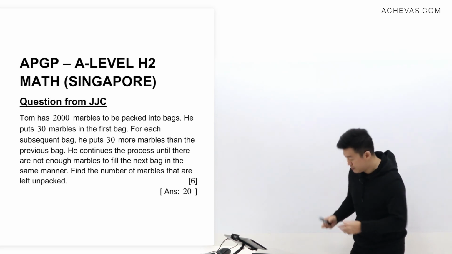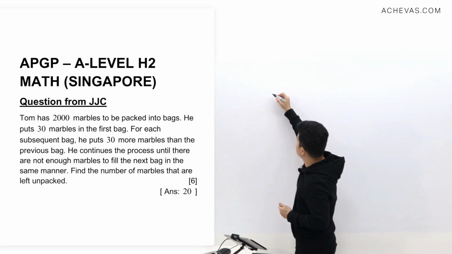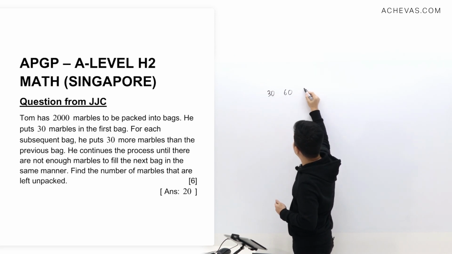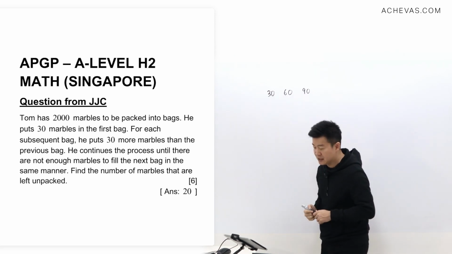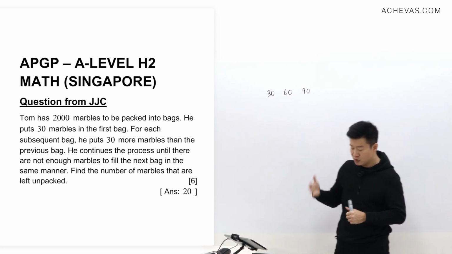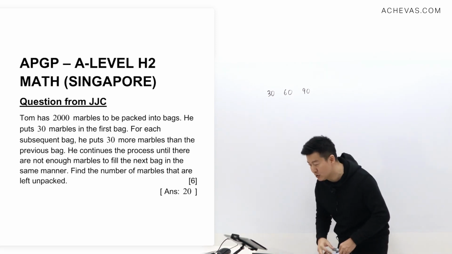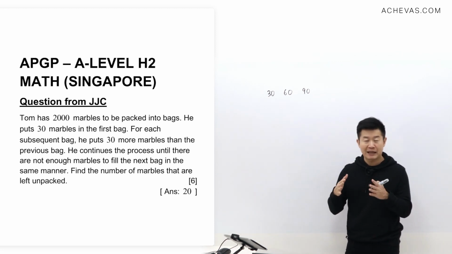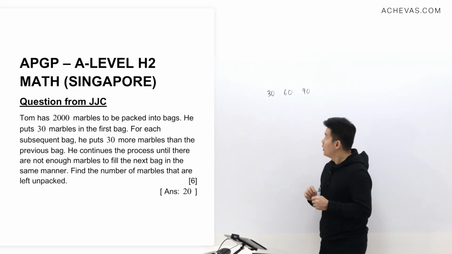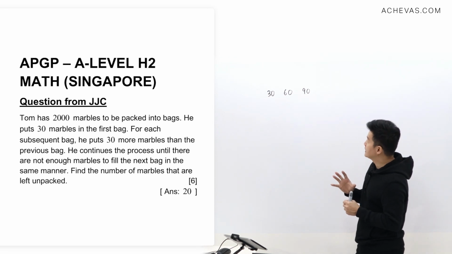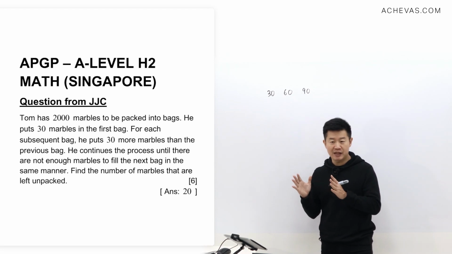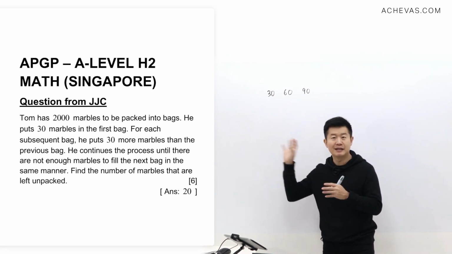So for the very first bag, Tom is going to be putting in 30. Then after that, he will be putting in 60. Then after that, 90. That is what the question says, and he's going to continue with this process until there are not enough marbles for him to fill the bag in the same manner. So what we can plan to do is see how many marbles can be placed into the bags in this manner.